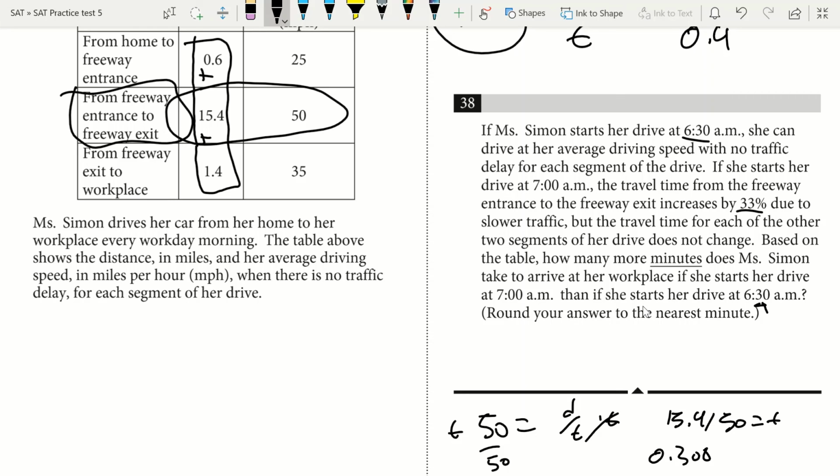So that's how many hours I have. So I multiply by 60 to get my amount of minutes, right? So I get 18.48 minutes, but I have to multiply that by 0.33 because that's how much our driving time will increase. So I multiply by 0.33 and I get 6. I'm told to round to the nearest minute, right? So 6 minutes is going to be our increase. So that's going to be our answer there.